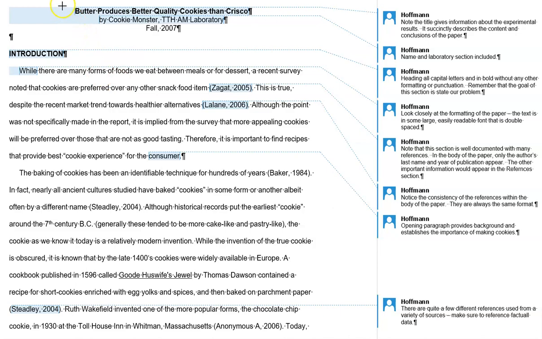First of all, you don't need a cover page. All you need is something like this at the top. If you look at the information that's presented, notice it's got a title, and it basically gives you the experimental results. That's so when the reader is looking at 10,000 potential studies, the title will tell you what it is. It succinctly describes the content: butter produces better quality cookies than Crisco. This is a fake lab report that I made and modified over the years, but it gives you the idea of how to do it.